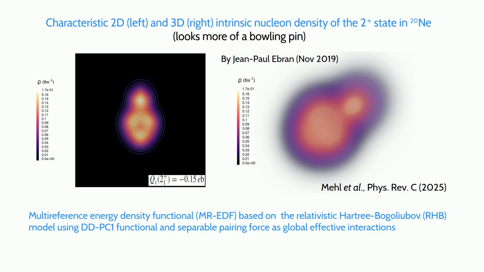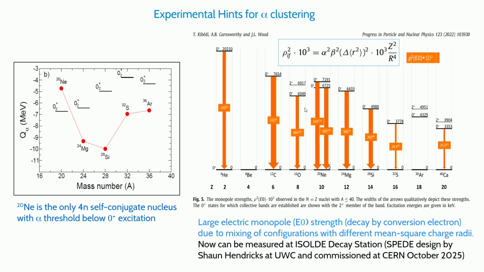So this is the first calculation done by Jean-Paul Ebran in November 2019. It's published in our paper here. This 3D plot is first presented today because the referee didn't like the 3D plot in the paper. So this is the first time that we show these similar calculations for the neon 20, the first excitation.